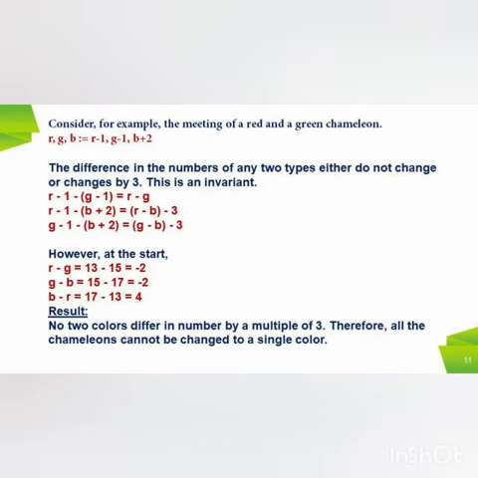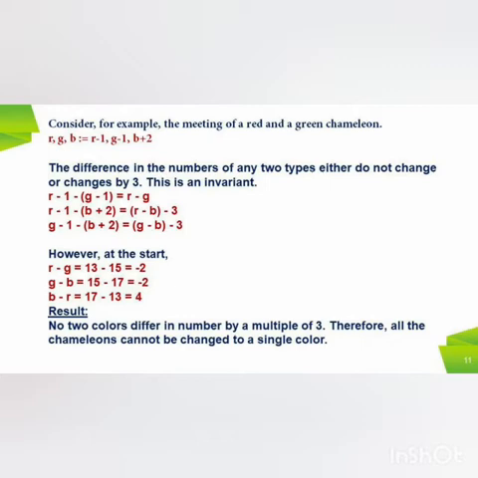Now, let's take any two types of this combination, either red and green, or red and blue, or green and blue. Whatever it is, if we apply these combinations, here will be the answer. The difference in the numbers of any two types either does not change or changes by 3. This is an invariant. So, first we will take red and green.